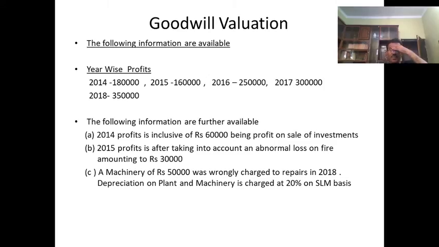So here we have got a sum, and we are asked to calculate goodwill. So 2014 to 2018 they have given us the figures of profits: 1,80,000, 1,60,000, 2,50,000, 3 lakh, and then 3,50,000. There is the following information further available. 2014 profits are inclusive of 60,000 being profit on sale of investments. You are not sitting over there to make profit on sale of investments. That is not your normal profit. So you must reduce it.